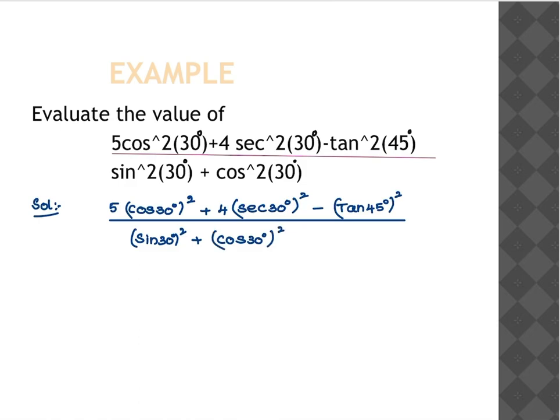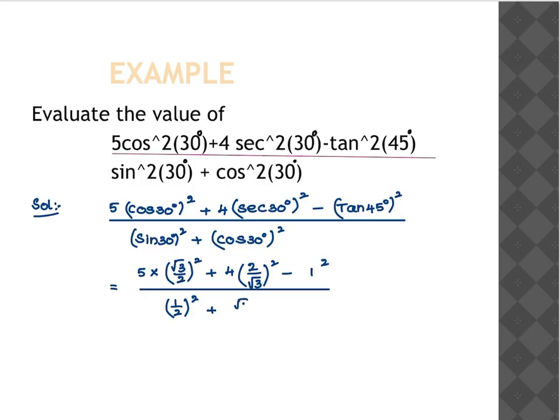Now replace the values here. So 5 into cos 30 degrees, whose value is root 3 by 2, whole square, plus 4 into secant 30. Since cos 30 is root 3 by 2, secant 30 is its reciprocal, 2 by root 3, whole square, minus tan 45, which is 1, square, upon sine 30, which is 1 by 2, whole square, plus cos 30, which is root 3 by 2, whole square. So we need to simplify this.